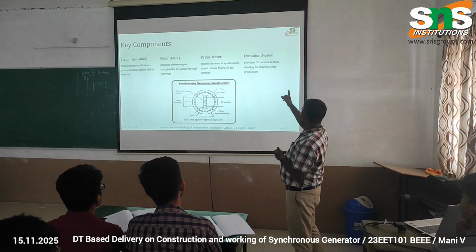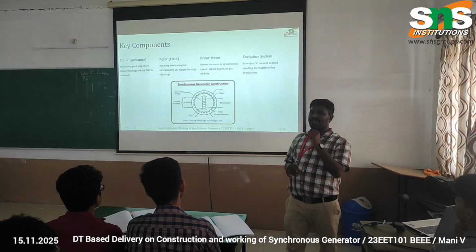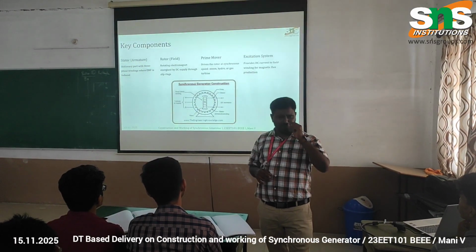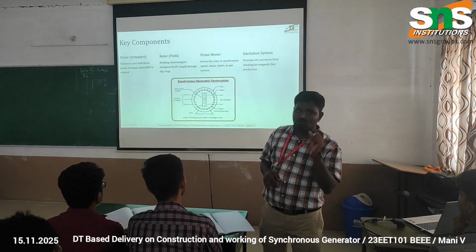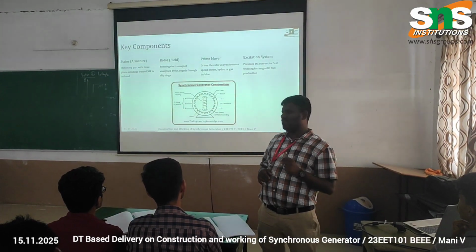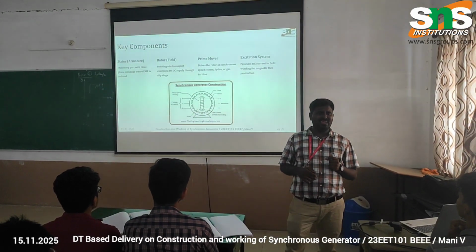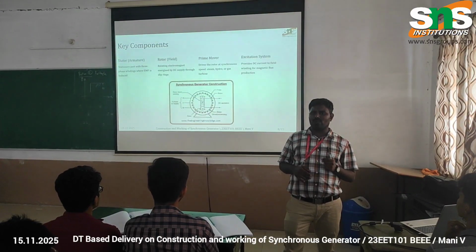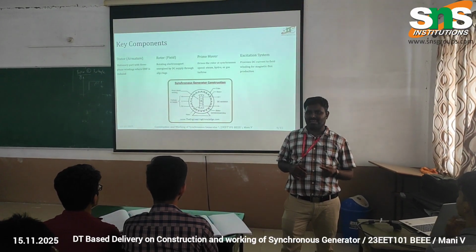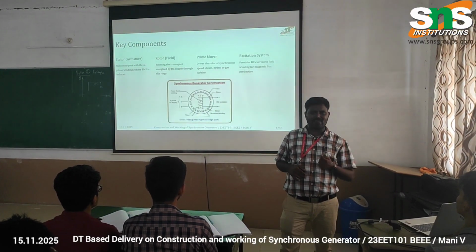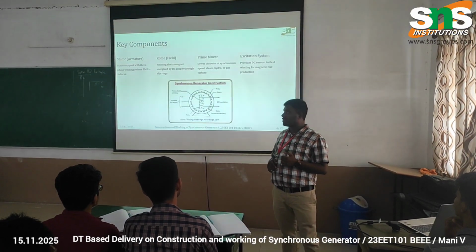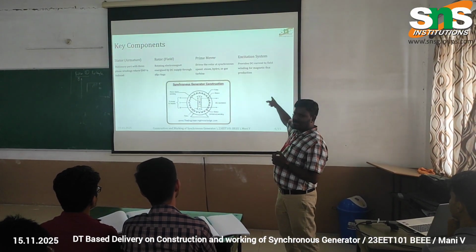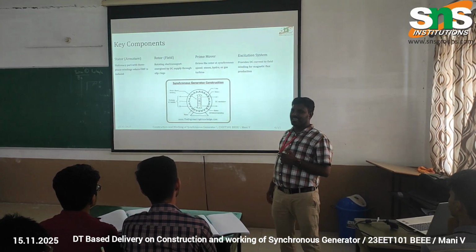Okay. And next one, excitation system. If you want to produce the flux with the help of a rotor, we have to give DC current to the rotor, so that the rotor gets excited and acts as an electromagnet, and starts producing the flux. For that we have to give the DC power supply. So that is called excitation system.